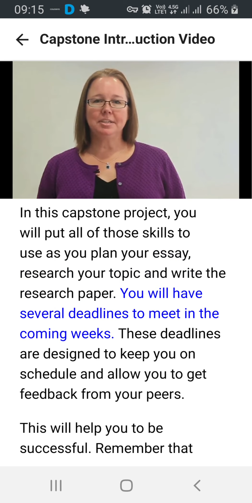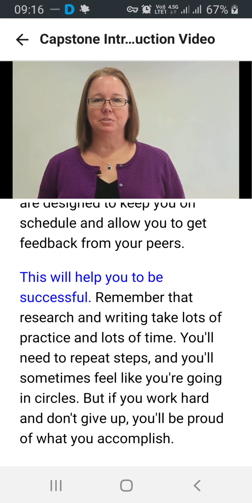You will have several deadlines to meet in the coming weeks. These deadlines are designed to keep you on schedule and allow you to get feedback from your peers. This will help you to be successful.